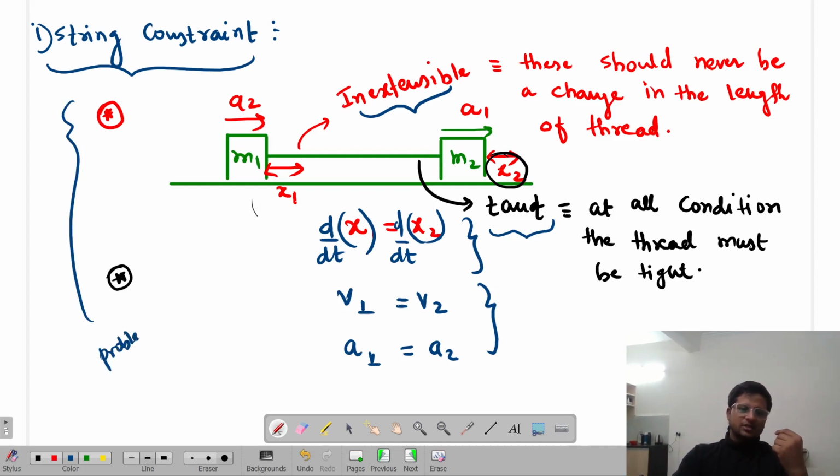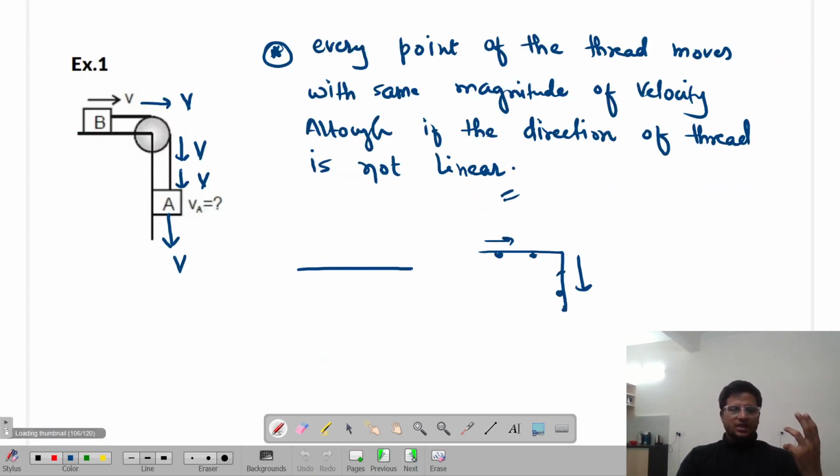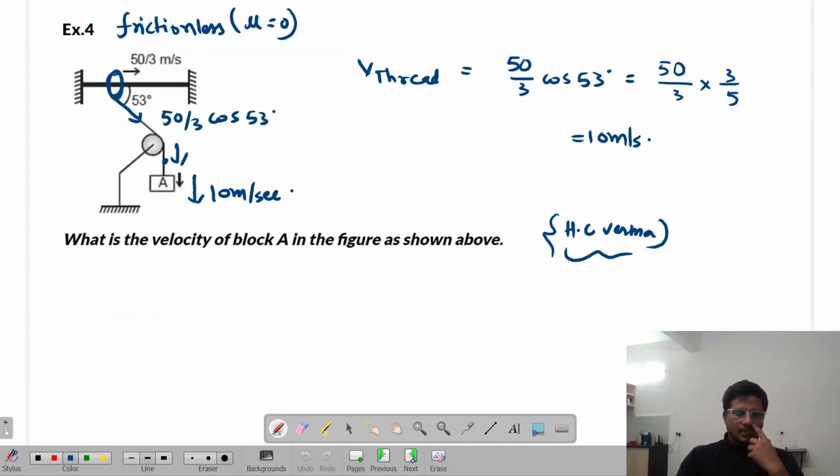So what is its basic use? It makes our problem understandable with the governing rules, a much more physical approach, and practically it becomes much easier, right? Is that clear?